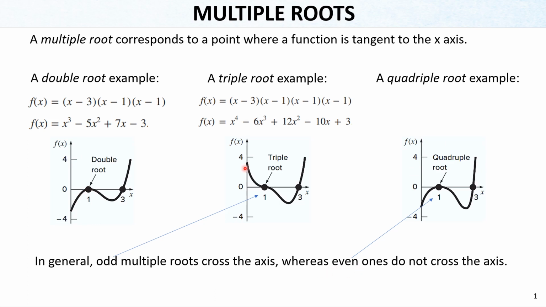The other case is if we are tangent again to the x-axis, but the sign is changing, the region is changing after and before the root, then it means we will have a triple root. That means we will have odd roots. The odd roots are like triple or 5 or 7. So these two classifications are important to understand how we can deal with the multiple roots.